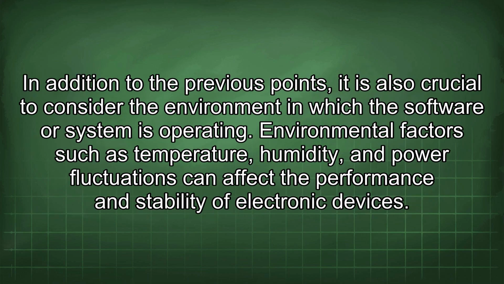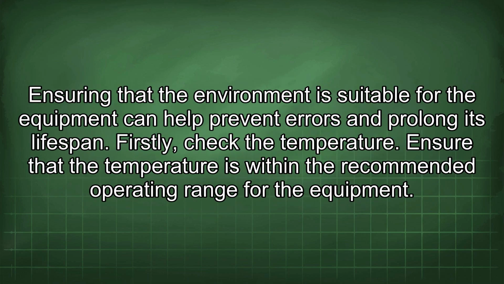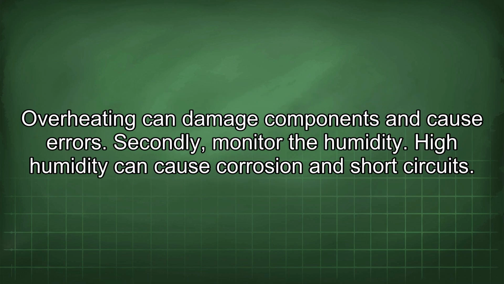In addition to the previous points, it is also crucial to consider the environment in which the software or system is operating. Environmental factors such as temperature, humidity, and power fluctuations can affect the performance and stability of electronic devices. Ensuring that the environment is suitable for the equipment can help prevent errors and prolong its lifespan. Firstly, check the temperature. Ensure that the temperature is within the recommended operating range for the equipment. Overheating can damage components and cause errors.